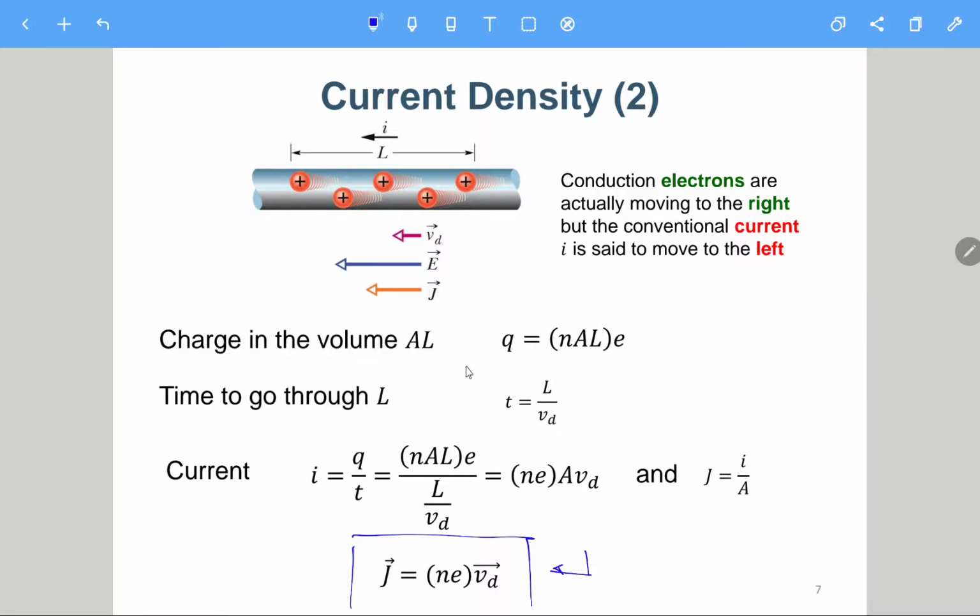So here we calculate the charge in this volume. The cross-section is A, the length is L, so AL is the volume. N is assumed to be the density of the charge. And then e is the elementary charge amount, 1.6 times 10 to the minus 19. So this is the total charge in this volume.